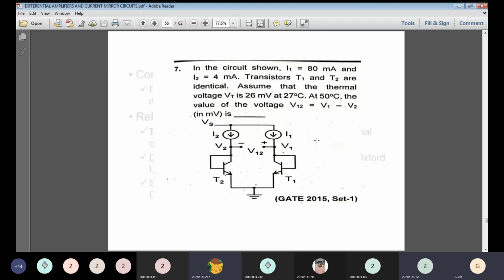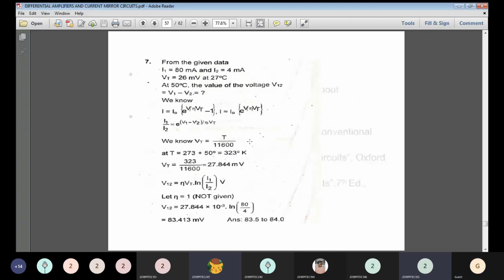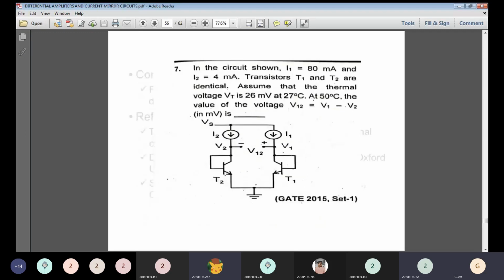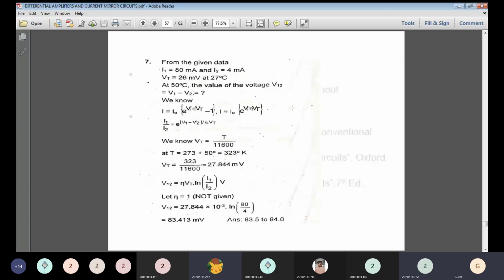So these are the currents I1 and I2. Okay, so we have a feedback here. These are transistors T1 and T2. The thermal voltage is 26 millivolt at 27 degrees Celsius. But in the case of 50 degrees Celsius, what happens to your output current? That is the question asked. From this, it is clear that we are going to calculate the VT value at 50 degrees Celsius. VT at 27 degrees Celsius is given as 26 millivolt. The first step is to calculate VT at 50 degrees Celsius.